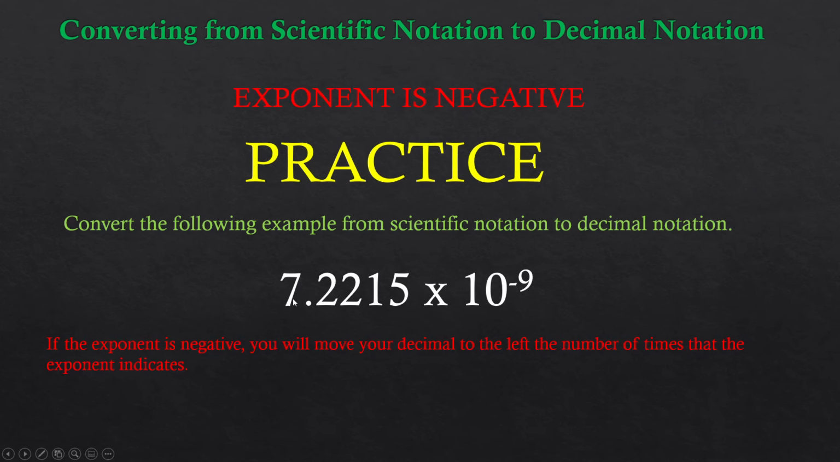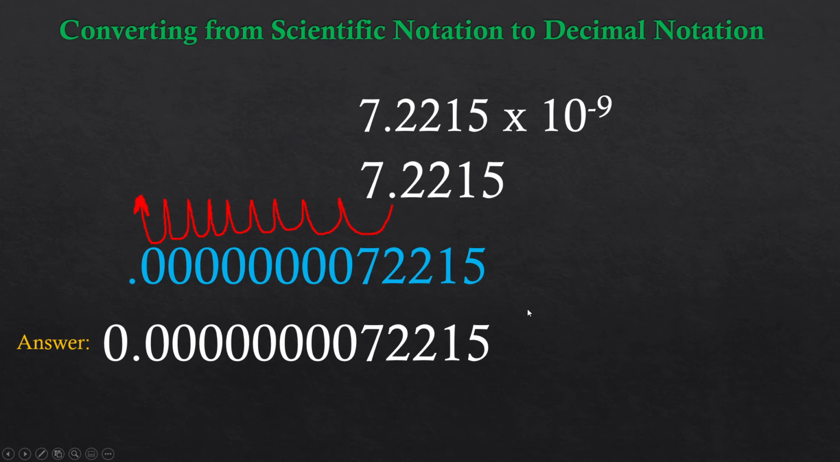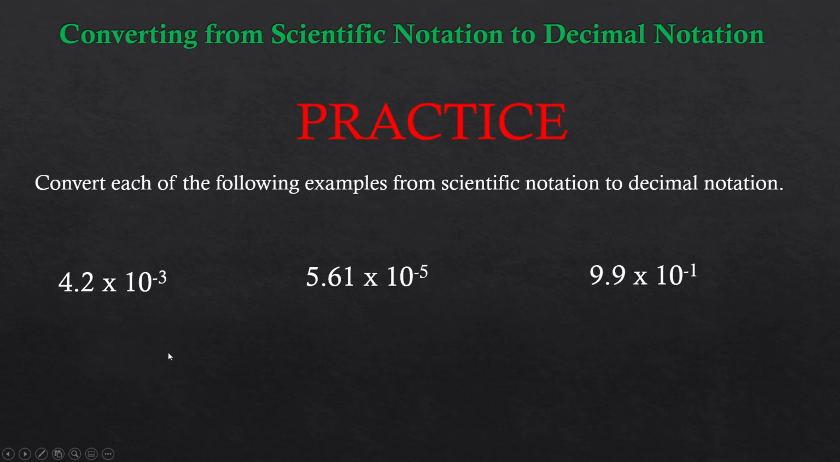Okay, so here's our next example, 7.2215 times 10 to the power negative 9. Our exponent told us to move our decimal 9 places to the left side. We're going to add our 0 to the left side of that decimal. So therefore, my final answer is this right here. All right, feel free to stop the video if you need to, and feel free to practice on these 3 problems.